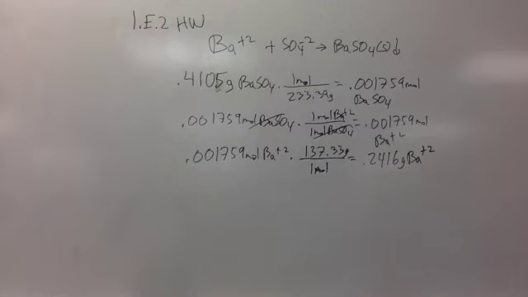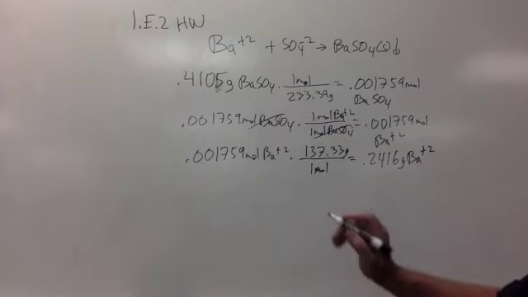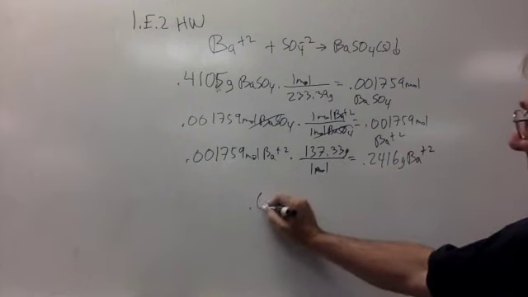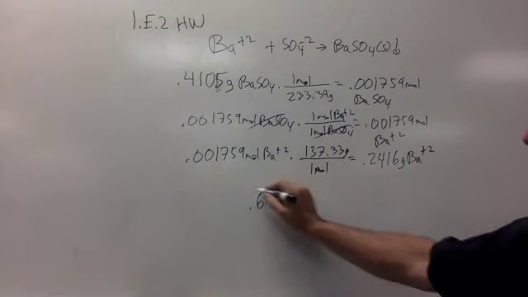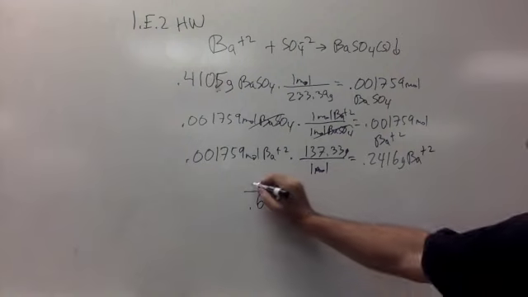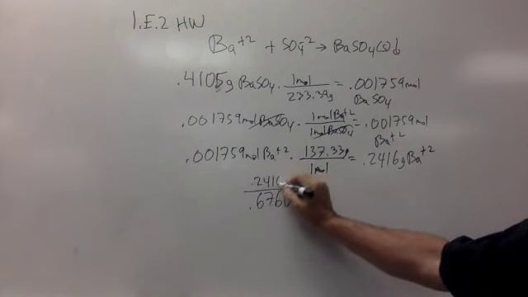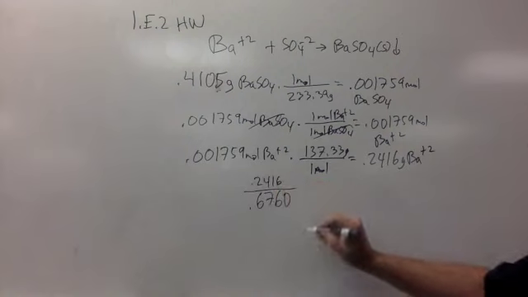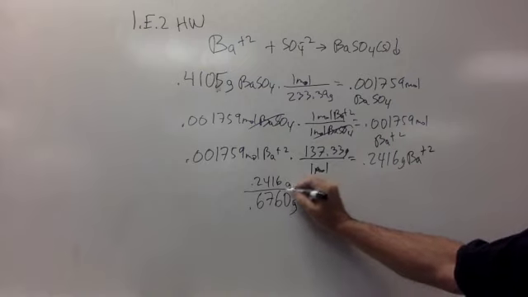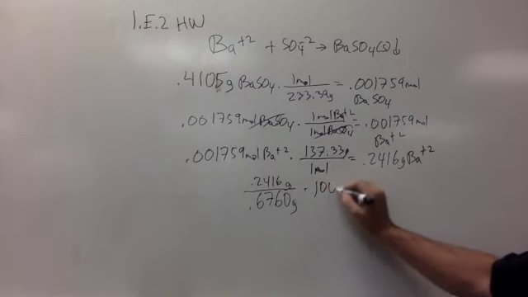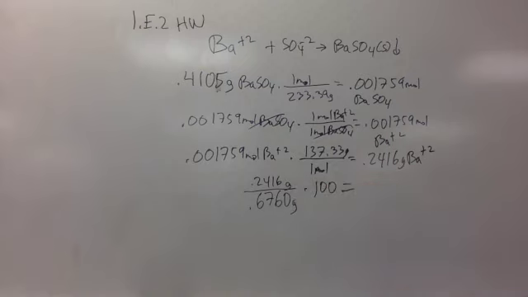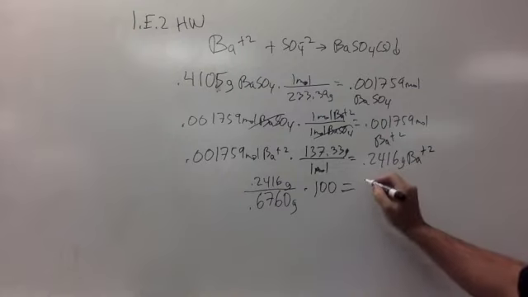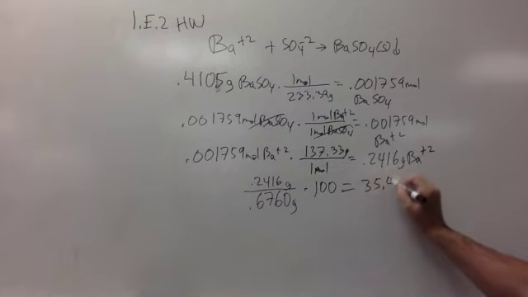grams of barium. The original mass of the compound is 0.6760. Part over the whole, 0.2416 grams of barium over 0.6760 grams of compound gives me a percent of 35.74.